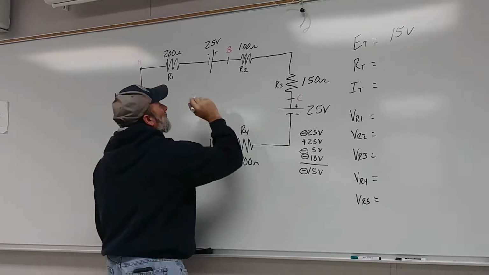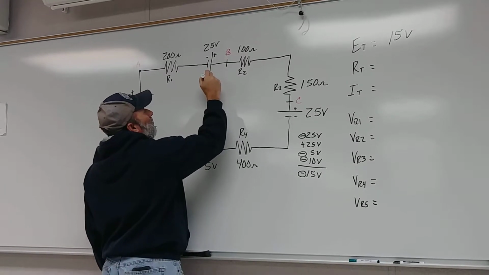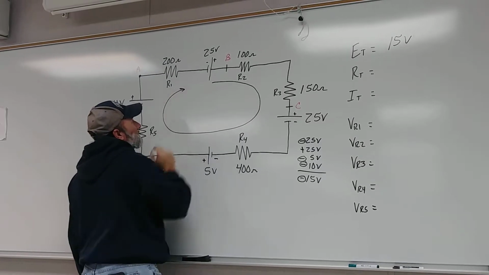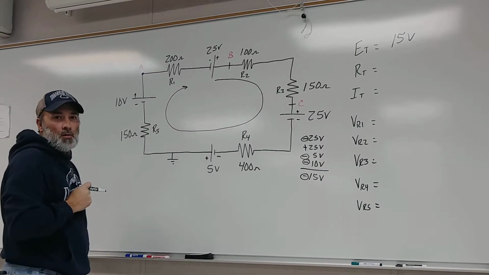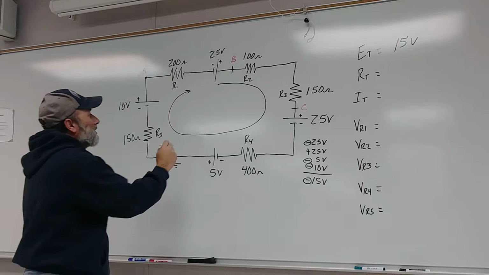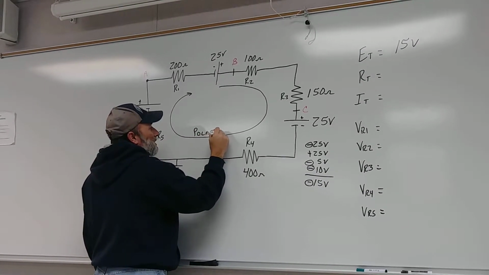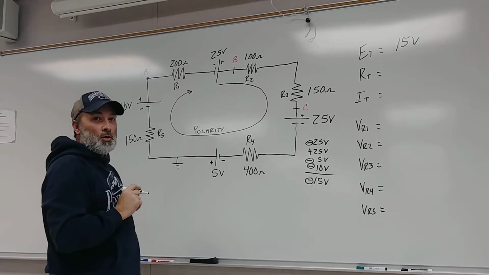So I'm going to use the 25 volt battery. Our current, we always leave the positive and go around to the negative. So our current flows clockwise. Now, once we have our current, that is our polarity, so we can put all the polarities on our resistors.